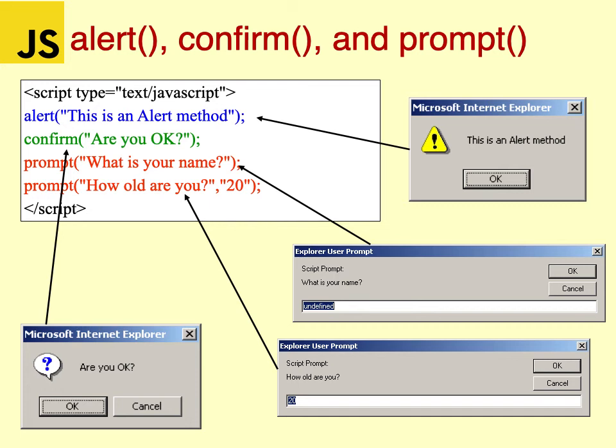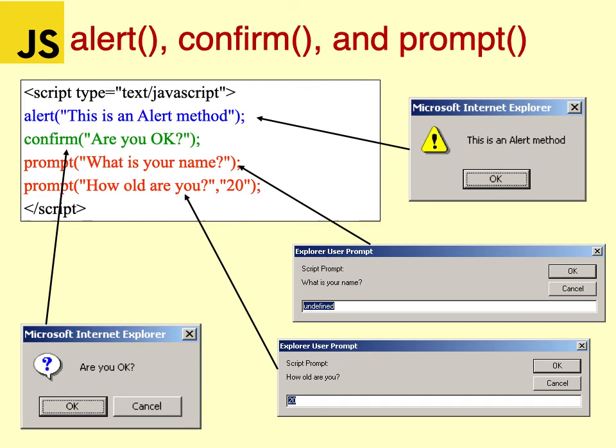Another type is confirm. Confirm, are you okay? This will show you two different buttons. On the left bottom corner you can see the corresponding dialog box for confirm, OK and Cancel. If you click on OK, confirm will return a true value to the calling variable. If you press Cancel, it will return false.